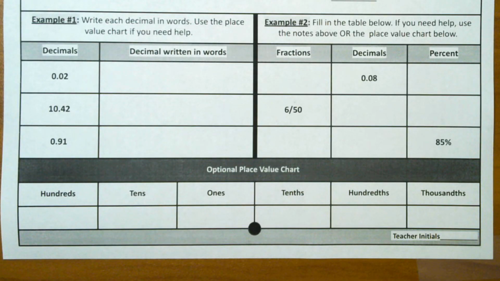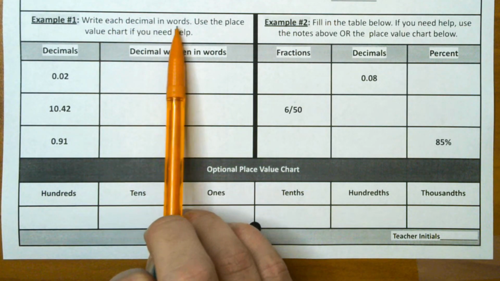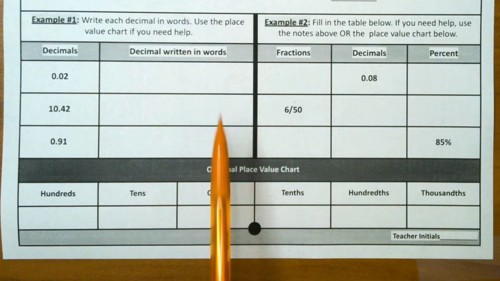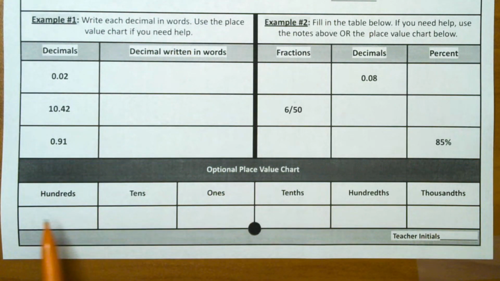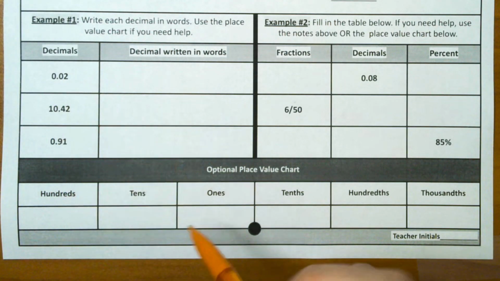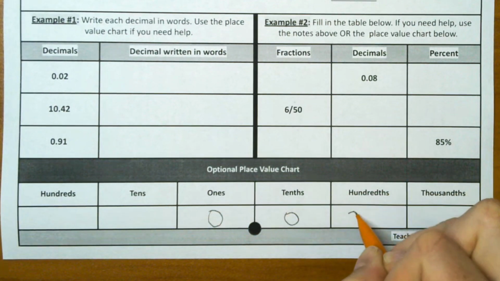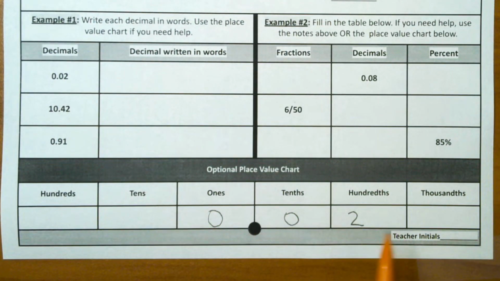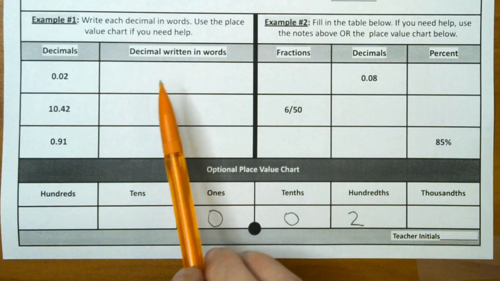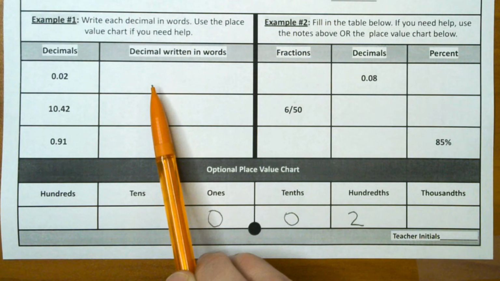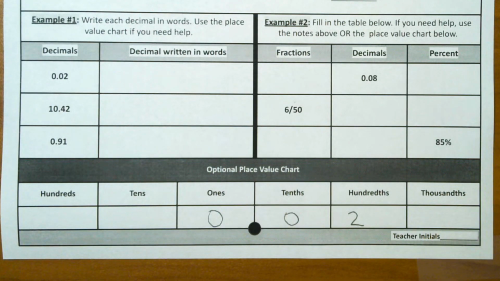All right, so for example number 1, it says write each decimal in words, use the place value chart if you need help. So here's that place value chart I was referring to. Now for our first decimal, if I plug this in down here, we have 0.02. Make sure you're using pencil if you're using this. So the way I could say this, we have a 2 in the hundredths spot. So in words, I can write 2 hundredths.